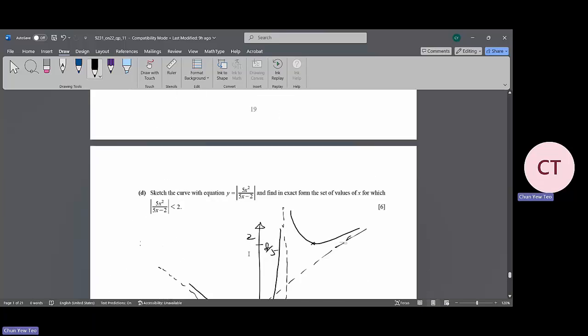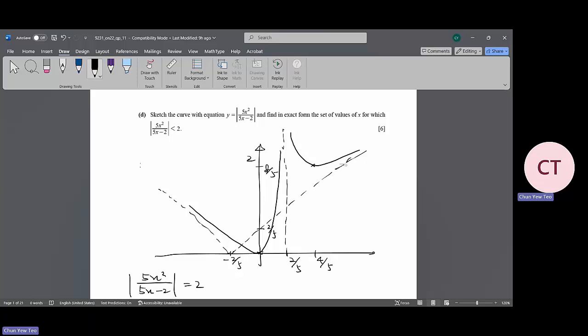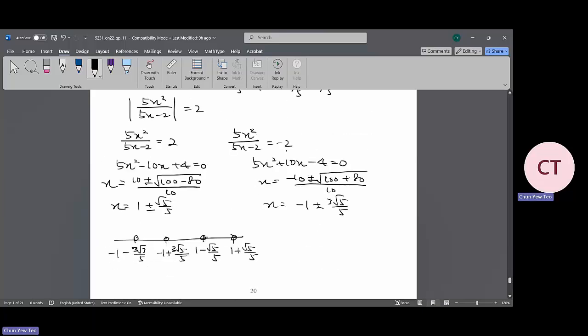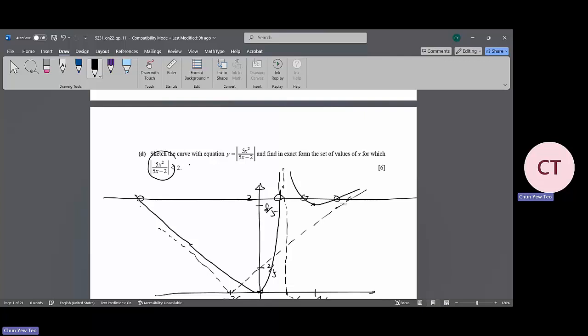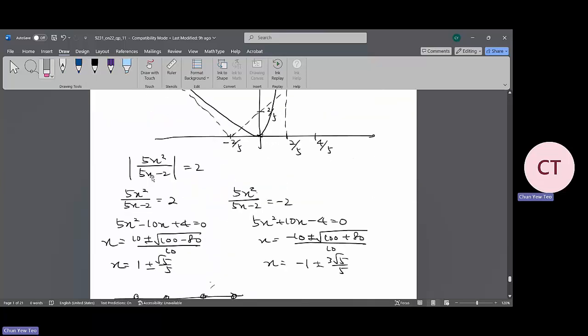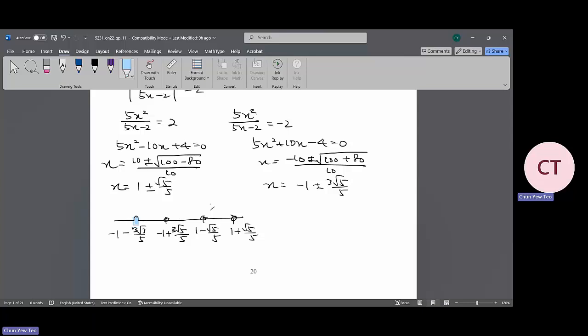Just now I told you that if I extend my graph, I draw a 2 here. So I have 4 values over here, and these 4 values are the sequence that we have. So what do we want? We want the graph to be less than 2. So the graph less than 2 means it will be this region and this region. According to what we have, these are the regions that we want.